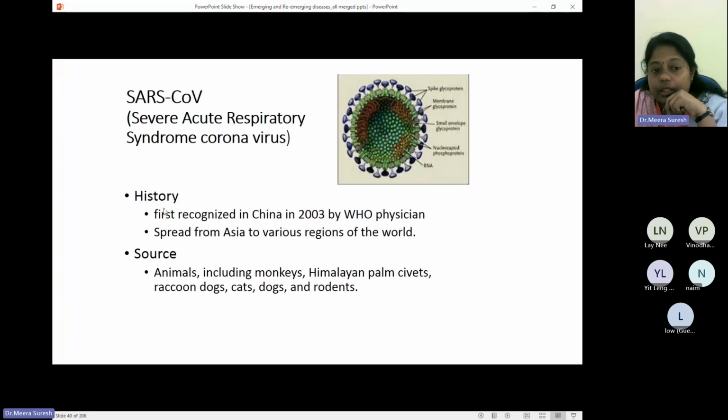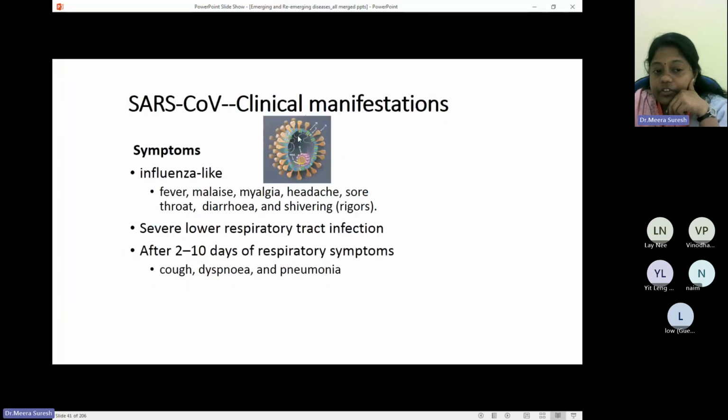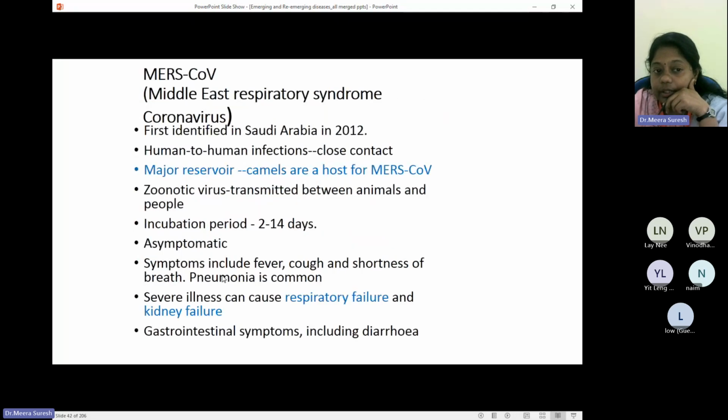So the SARS-CoV history: it was first recognized in China in 2003 by a WHO physician, and spread from Asia to various regions of the world. Sources: animals, including monkeys, Himalayan palm civets, raccoon dogs, cats, dogs, and rodents. Clinical manifestation: mostly they produce influenza-like symptoms, but can also produce severe lower respiratory tract infection. After 2 to 10 days of respiratory symptoms, it can develop into more complications, that is dyspnea and pneumonia.